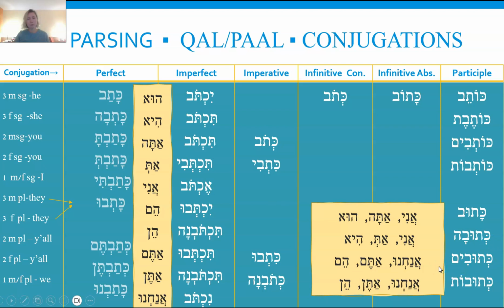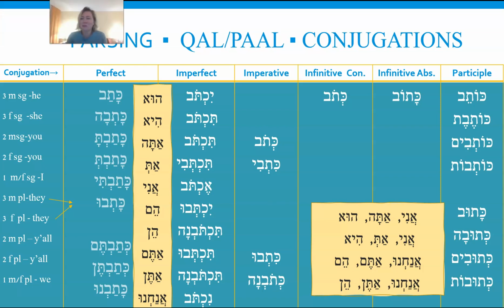Ktuvim, anachnu ktuvim, we are written. Atem, y'all are written. Ktuvim, hem, they are written. All talking about men or about a mixed group. And ktuvot, if talking about women, I would say anachnu ktuvot, we are written, if we are women, and aten, hen. Now I'm also repeating these older, archival, maybe you could say biblical Hebrew forms of the pronouns, which are not written here, but if you have learned your personal pronouns, of course, you know them.